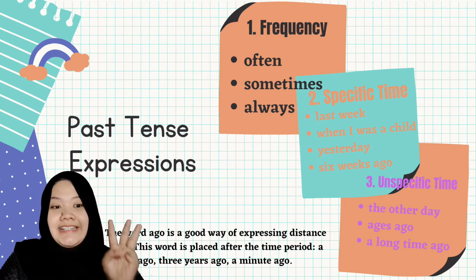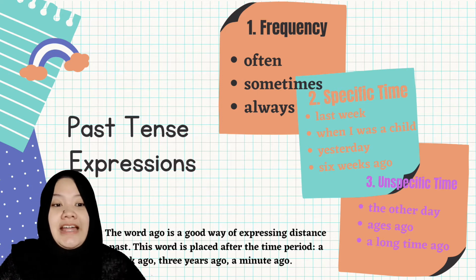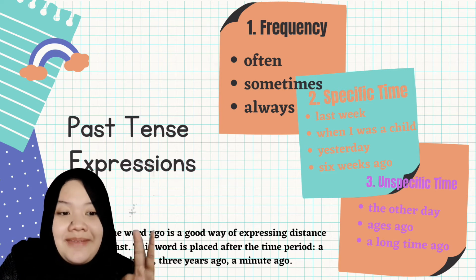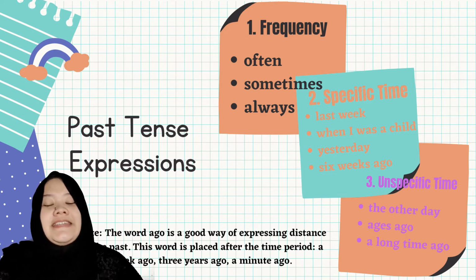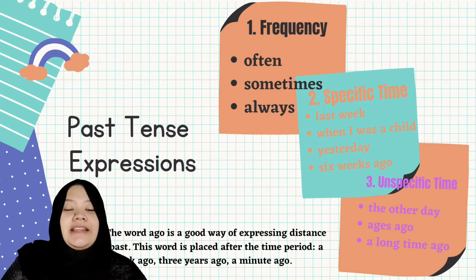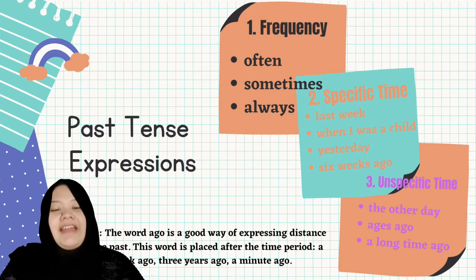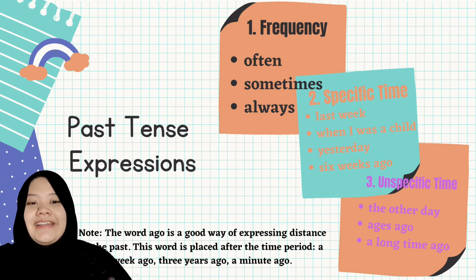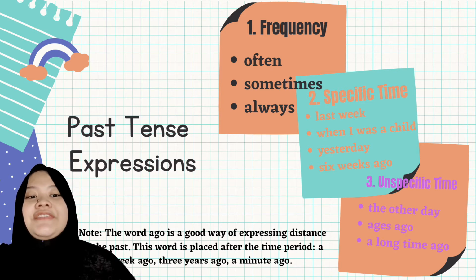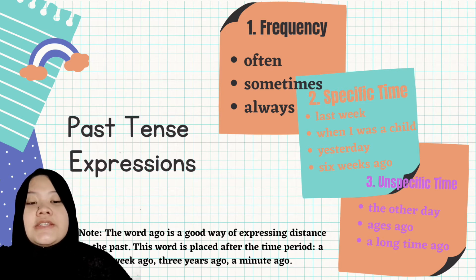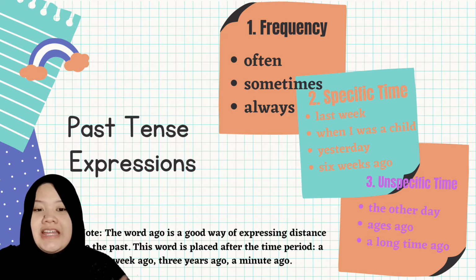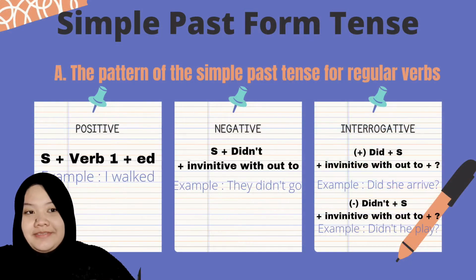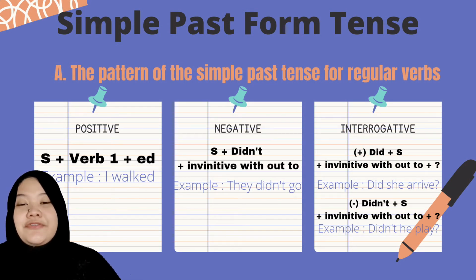And the third is unspecific times, like the other day, ago, and a long time ago. For example, in sentences like: Dina lived in Banyuwangi a long time ago, and she played piano when she was a child. Remember, the word ago is a good way of expressing distance to the past. This word is placed after the time period, such as a week ago, 3 years ago, a minute ago, etc.